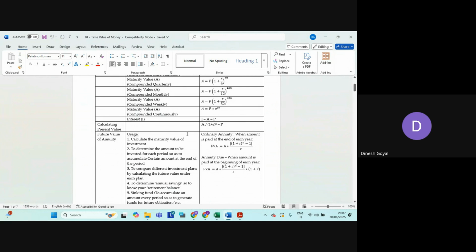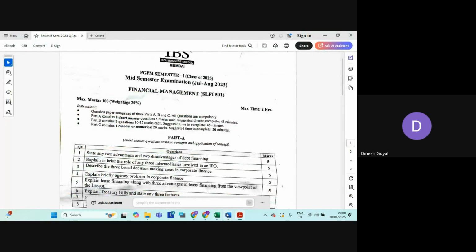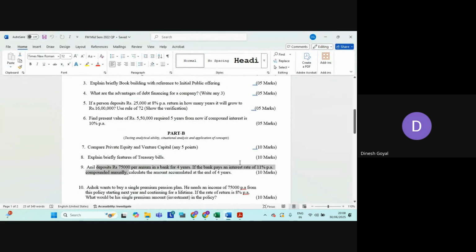So this much answer will come, and the formula is also there in the Word file. This formula you have to use: A into 1 plus r raised to n minus 1 upon r. That I have written here also in the Excel. In place of r, I have just used I. So you will get the value of FVIFA, then multiply, and you will get the future value of that annuity. How small these sums are, these 5 marks, 10 marks. So only the concept has to come in this, it will not take time. The FM paper will not be that lengthy.